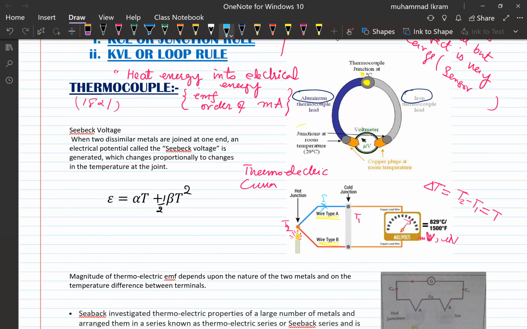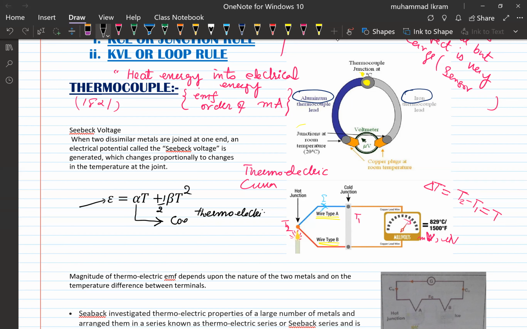Now, the thermocouple effect experiment shows that the induced EMF, the thermoelectric EMF produced during this process, is directly proportional to the temperature changes at the hotter junction. And here you see the coefficient, this alpha, which is called the thermoelectric coefficient.